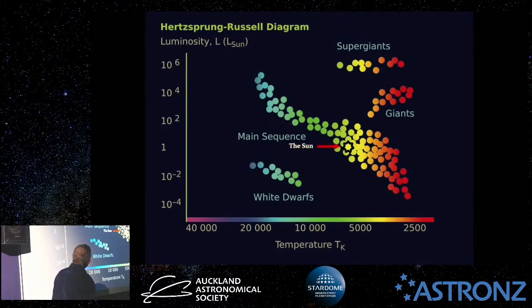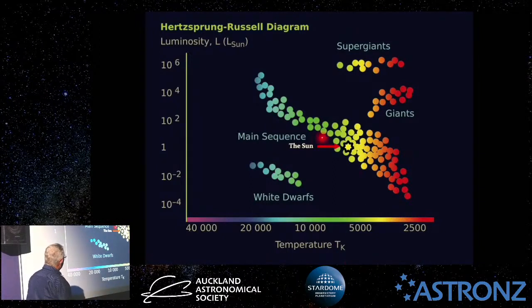That's called the main sequence, and that's where stars spend the first 90% of their life. It's a very stable state, and they're burning hydrogen to helium in their core. So that's the main sequence.